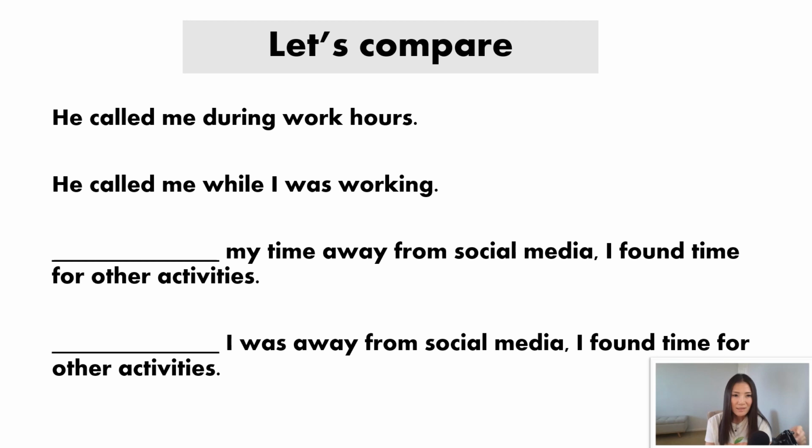The first sentence says, he called me during work hours. So after during, here is my noun phrase. And the second sentence says, he called me while I was working. So if you're going to use the word while, I need an entire clause. Here's my subject and here are my verbs.